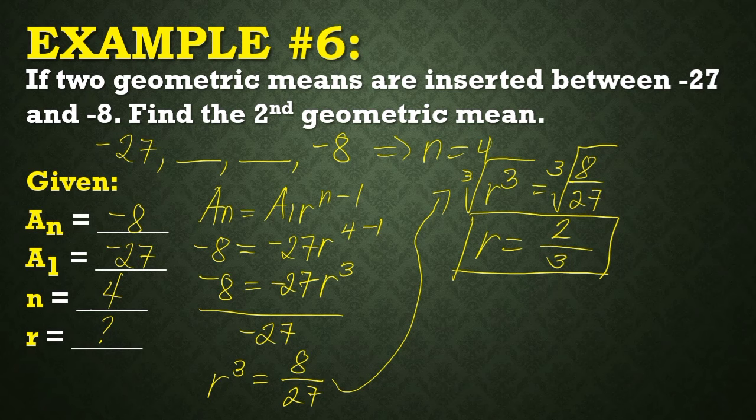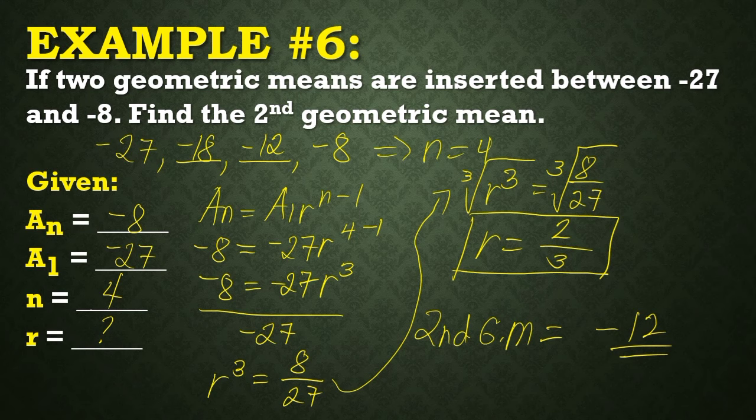So and then we check: negative 27 times 2/3, that is negative 54 over 3. So kung simplify natin yun, that is negative 18. And then negative 18 times 2/3. So negative 18 times 2, that is negative 36, divided by 3, that is negative 12. So yung geometric mean na hinahanap natin dito, yung second geometric mean ay negative 12. So kapag yun lang po ang tinatanong, yun lang din po ang ibibigay na sagot. So hindi po natin ibibigay yung negative 18 kasi yung negative 18, first geometric mean po yun.